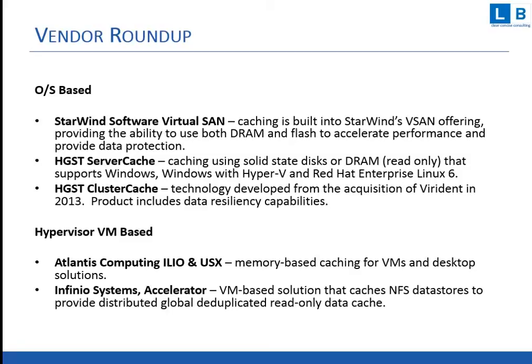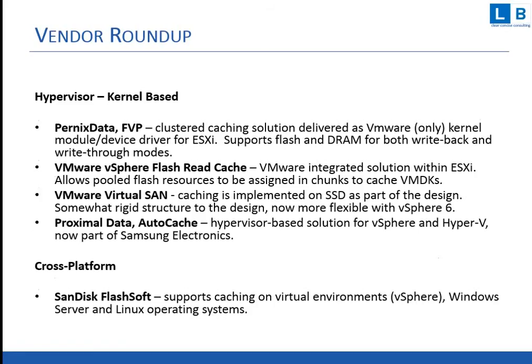In terms of putting things into the hypervisor, at a VM level, I could use technology like Atlantis Computing's USX or ILIO, and they're memory-based caching, which allow you to speed up virtual machines and desktop solutions. The benefit of a product like that is it will actually deduplicate the data that's in the cache. So when you're running something like VDI, you'll see a very efficient usage of cache compared to some of the products because of that deduplication ratio. There's also Infinio Accelerator, which does caching based on NFS data stores, and that also does deduplication, but that's on your read-only product.